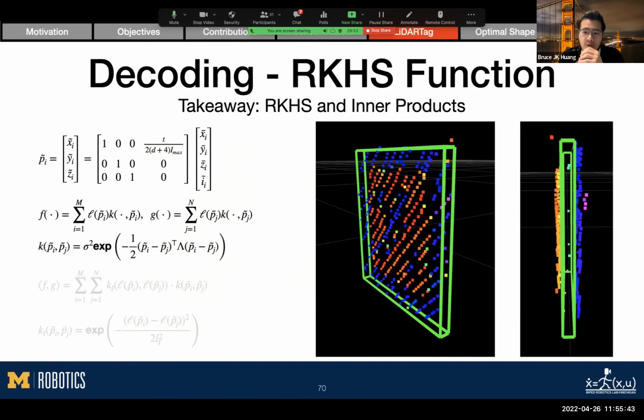Given f as a function from the function library and g as a function built online, and k here is the squared exponential kernel, we compute the inner product of the two functions. The inner product is computed for each of the functions in the function library, and the largest value of the inner product is the ID of the target.